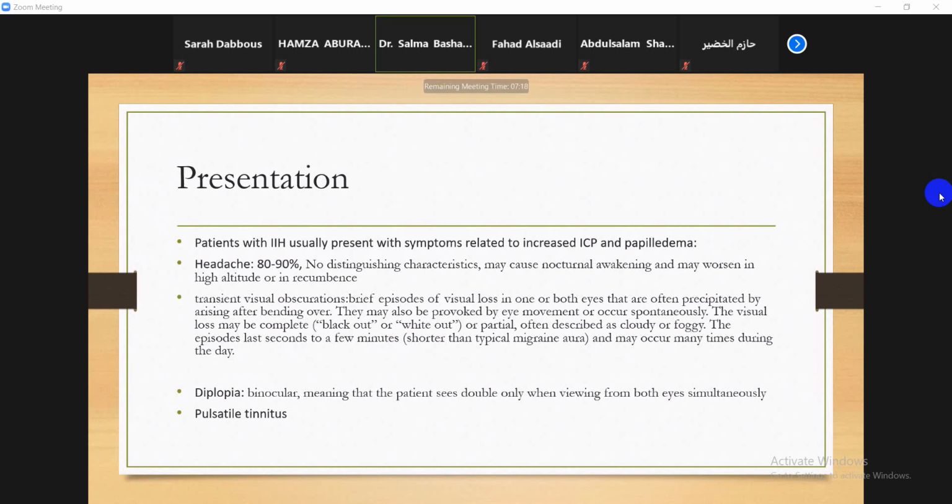Double vision, or binocular diplopia, meaning they see double only when looking at things with both eyes simultaneously. If you cover one eye, the double vision will go away. It's called binocular diplopia. Pulsatile tinnitus is also seen in this entity, pseudotumor cerebri, idiopathic intracranial hypertension.